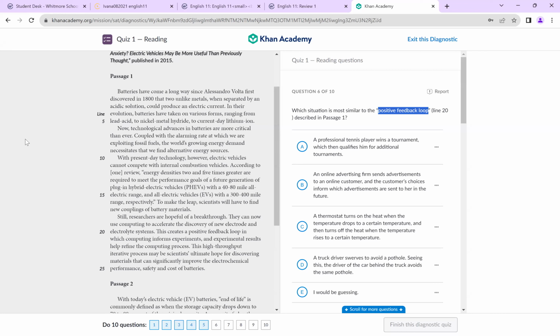Okay. Now that I read them all, I think D might be the best answer because a loop means the same thing happens again. Sometimes it's good to go back and read it in context. It says, "Still, researchers are hopeful of a breakthrough. They can now use computing to accelerate the discovery of electrode and electrolyte systems. This creates a positive feedback loop in which computing informs experiments and experimental results help refine the computing process." Oh, okay, that's scientific refining, going back and forth.